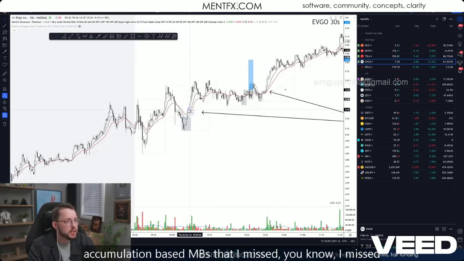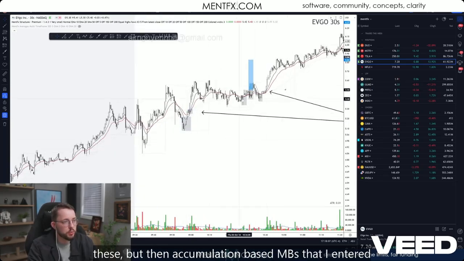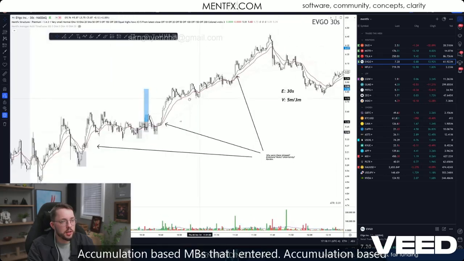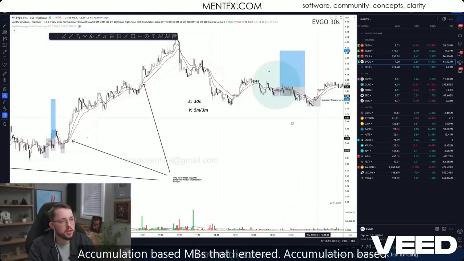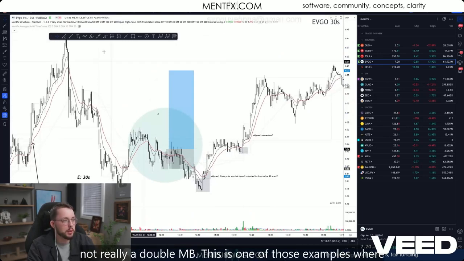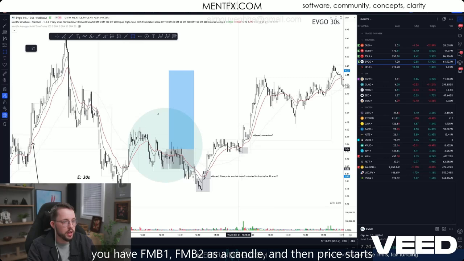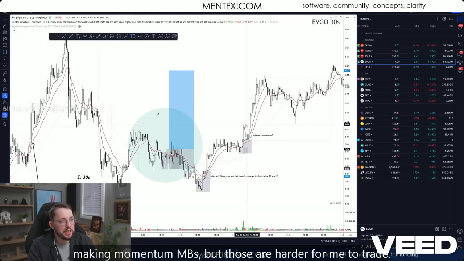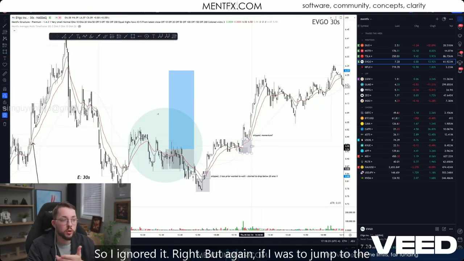And if you notice again, on the 30-second, what's happening? You have accumulation-based MBs that I missed. I missed these, but then accumulation-based MBs that I entered, accumulation-based MBs right here that I missed, accumulation-based MBs right here that I entered, accumulation-based MBs down here that I missed. Same thing here, but there was not really a double MB. This is one of those examples where you have FMB1, FMB2 as a candle, and then price starts making momentum MBs, but those are harder for me to trade, so I ignored it, right?